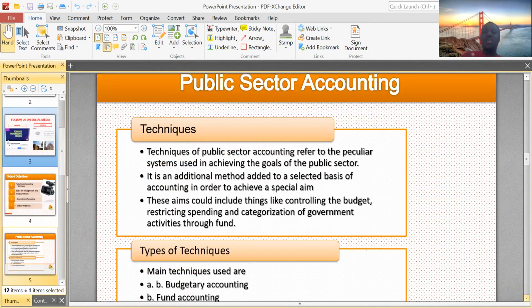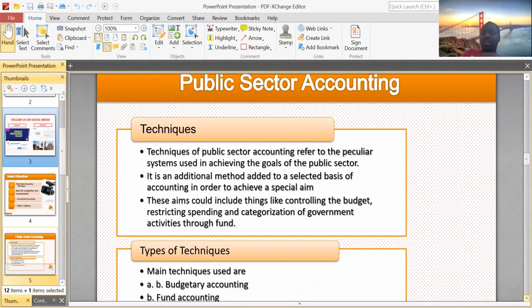So what are techniques of public sector accounting? When we say techniques of public sector accounting, what do they mean? Technique of public sector accounting refers to the peculiar systems used in achieving the goals of the public sector or the objectives of the public sector. These are the special systems that are used in achieving the goals or objectives or aims of the public sector. It is an additional method that is added to a selected basis of accounting in order to achieve a special aim. We talked about basis of accounting in the previous lecture. So if you haven't watched it, you should go and watch it.